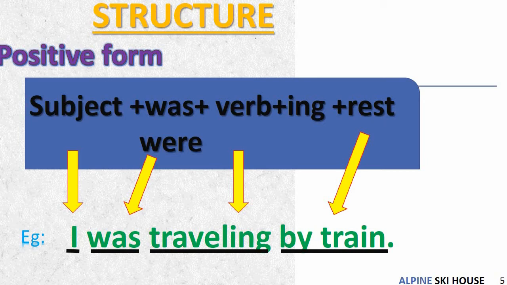Now there is a sentence, I was traveling by train. Here the subject is I. Because I is a singular noun, we have used was. Then the verb is travel and it has to be inserted ing because it is a continuous action. The rest is by train.